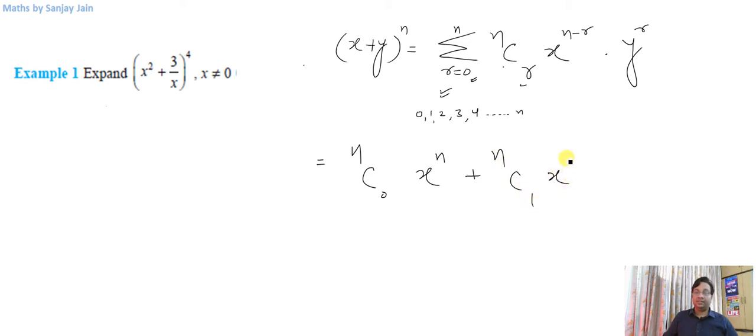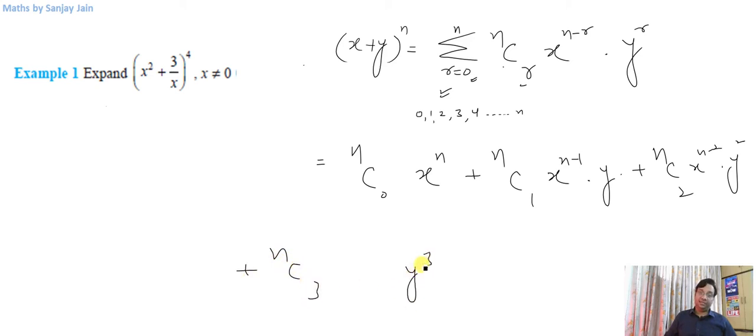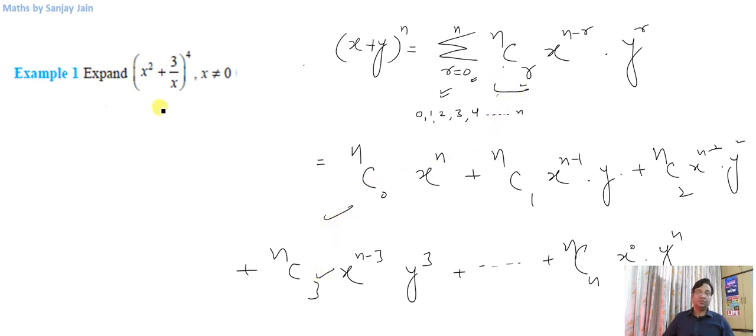nC1 x^(n-1) y, nC2 x^(n-2) y^2, nC3 y^3 x^(n-3). This is how we have learned this formula. And then nCn y^n x^0. So this is the formula. Now it is your choice whether you want to write this formula first, or you want to expand it directly. Now let me expand it.